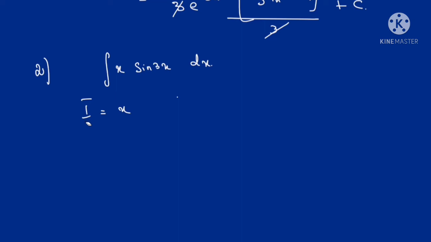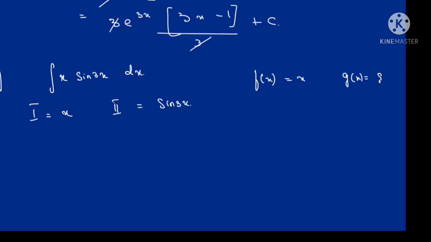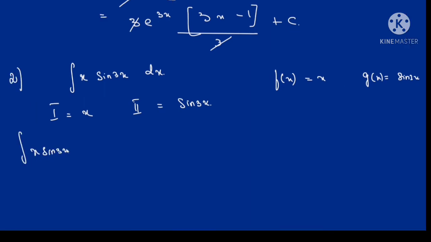That also you can write. Instead of writing 1 and 2, the second function you're going to take as sine 3x, or you can write this as f of x. First function as x, the second function you can take as sine 3x. So what should we do? Integration of x into sine 3x dx is: write the first function as it is, integrate the second function, minus, differentiate the first function, integrate the second function.